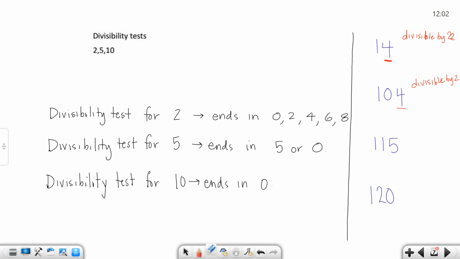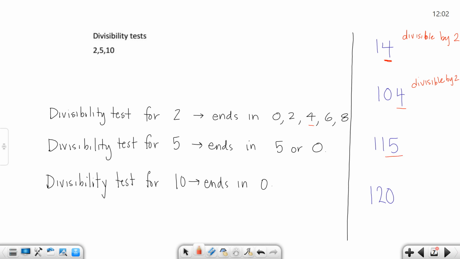Technology's not cooperating today. I'm sure that you have all experienced that before. There we go. So 14 is divisible by 2 because its last number is a 4. If it ends with a 0, a 2, a 4, a 6, or an 8, it is divisible by 2.